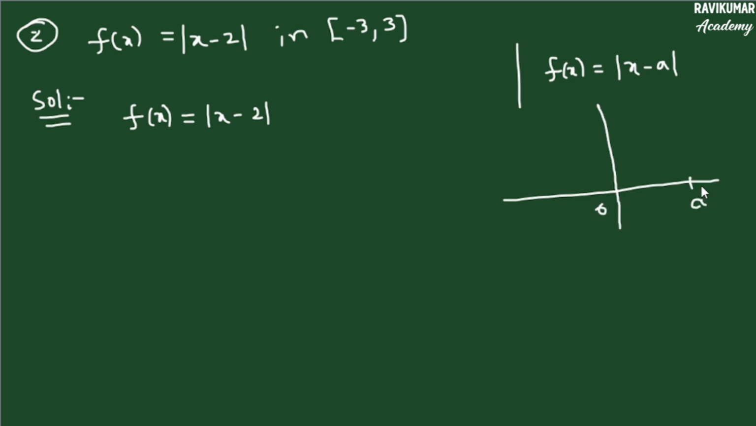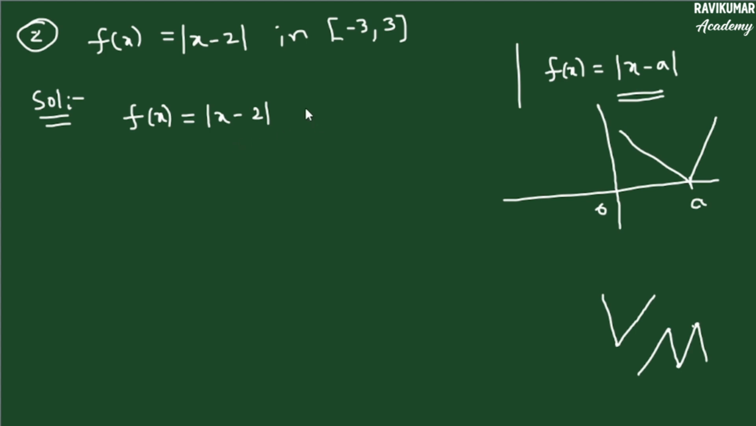Suppose this is a, then its graph looks like this, right? V shape. It comes like this, and so it bends at a. It has a sharp bend at a. Remember, whenever you have a function curve that has a sharp bend at a particular point, there the function is not differentiable, right? So therefore, this function is also not differentiable at x equal to a. So the given function is not differentiable at x equal to 2.